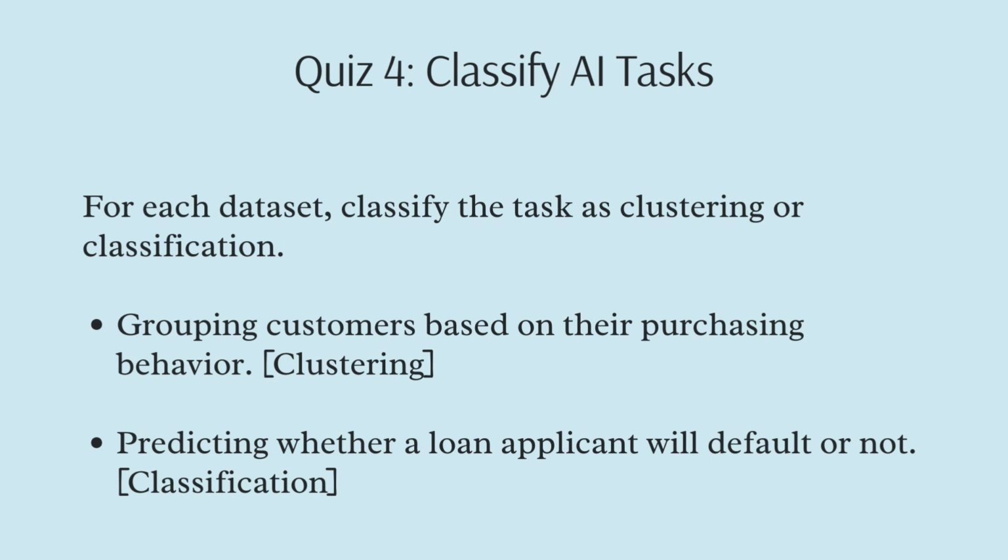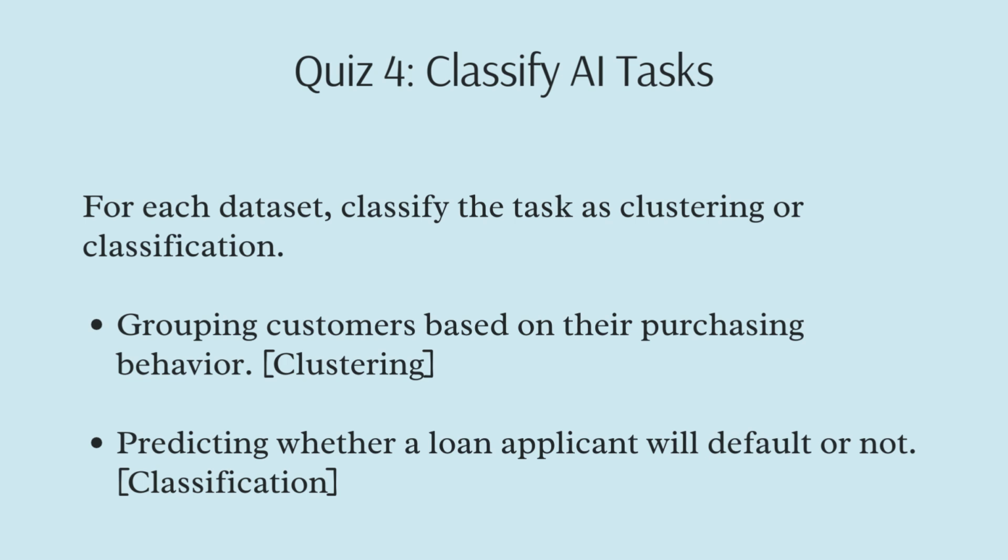Let's test your understanding with a quick quiz. For each task, decide whether it involves clustering, classification, or another machine learning technique. Grouping customers based on their purchasing behavior. This is an example of clustering, as you're discovering natural groupings in the data. Predicting whether a loan applicant will default on a loan. This is an example of classification, as you're assigning each applicant to one of two categories: default or no default.